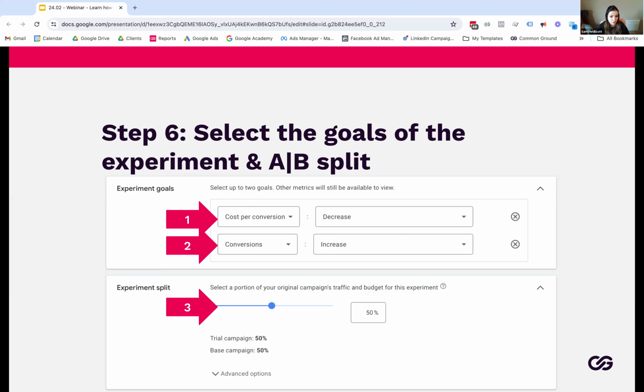And then with the experiment split, I generally keep it at 50-50 to try and get as fair results as possible. If you maybe do like 10%, 25%, this could also extend the length that you need to run the experiment for. So I often will do 50-50 to try and get the best results as quick as possible and make it as fair too.